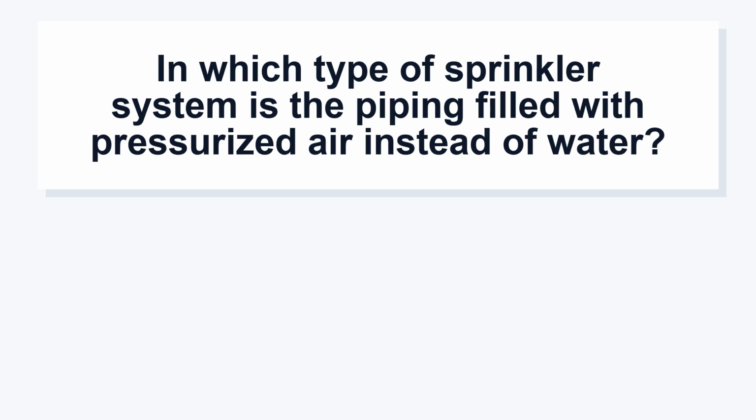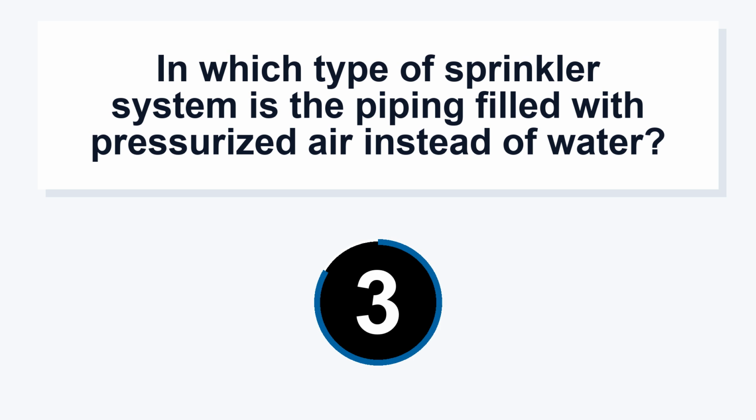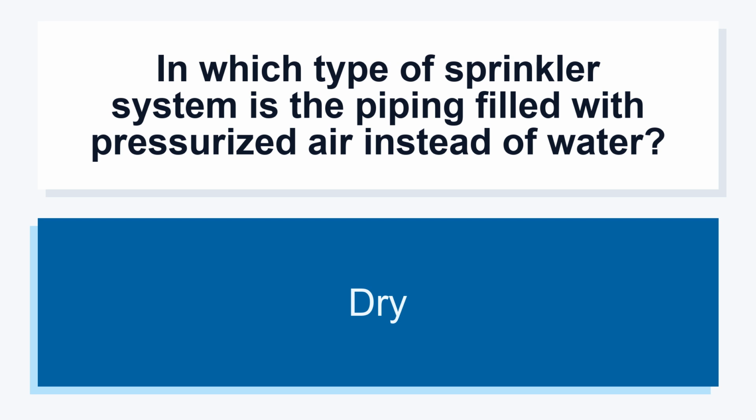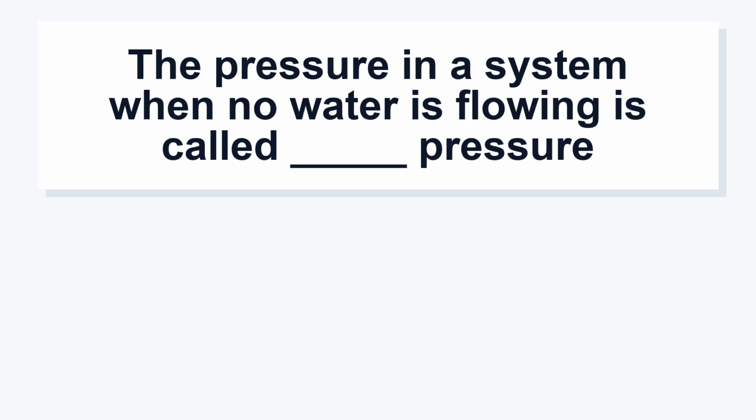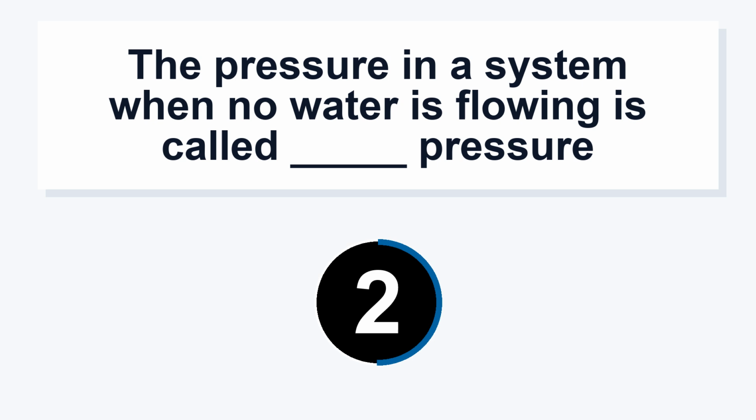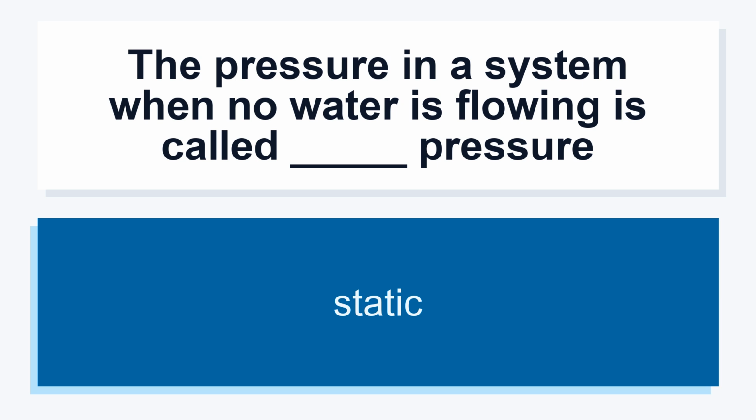In which type of sprinkler system is the piping filled with pressurized air instead of water? Dry. The pressure in a system when no water is flowing is called static pressure. Static.